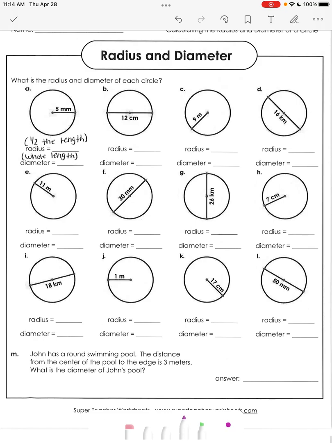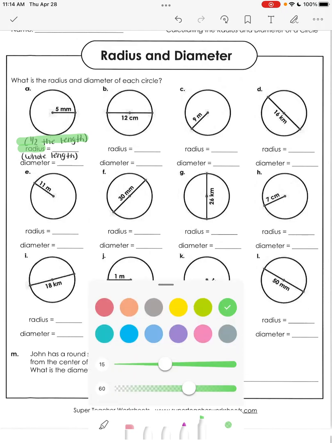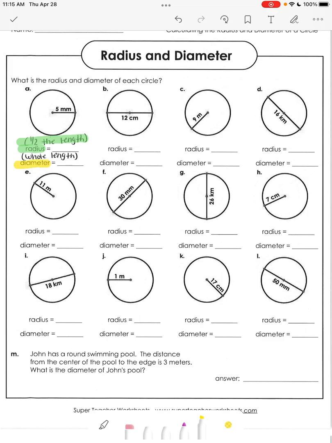Okay, so the first important thing that we need to do when it comes to circles is to figure out, when we look at the circle, are we given the measurement of a radius or a measurement of the diameter? If you look right here, I wrote that the radius is half the length, and then your diameter is the whole length. So if we look at A, this line is only going halfway through the circle, so that is your radius.